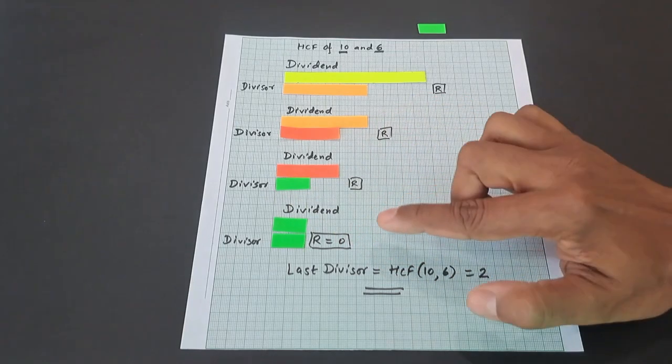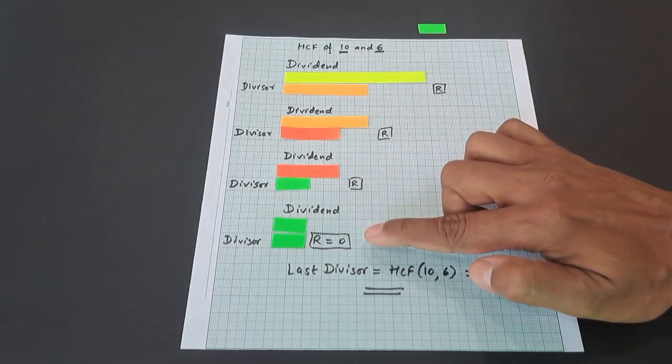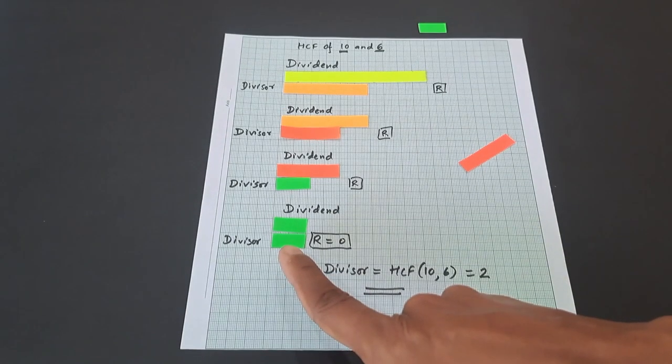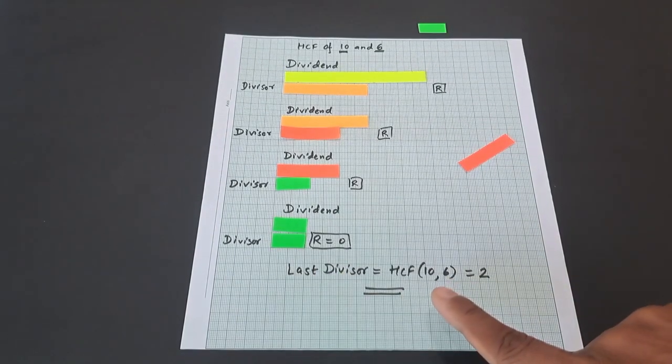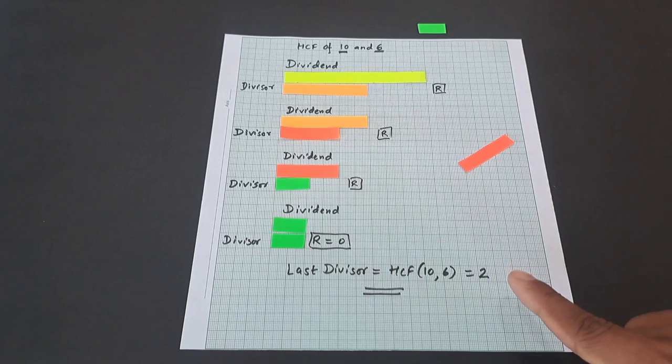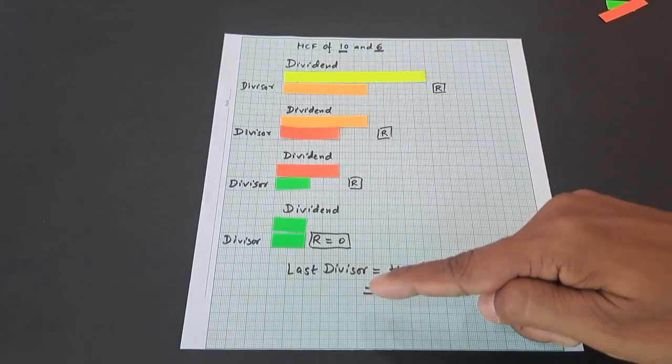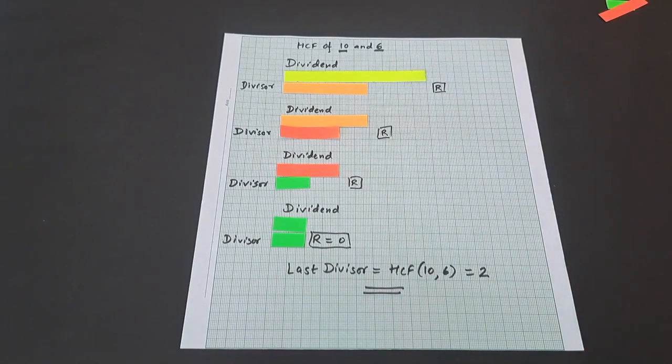Now there is no remainder, that means remainder is 0, and therefore the last divisor, which is 2 in this case, becomes the HCF of 10 and 6. You have to paste all these paper strips like this on the graph sheet to complete the activity.